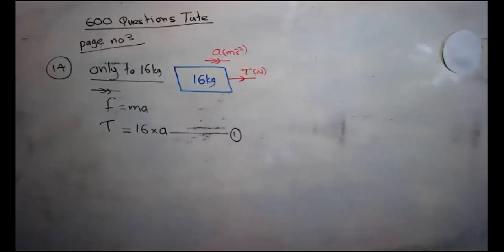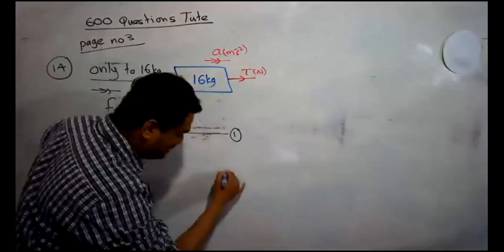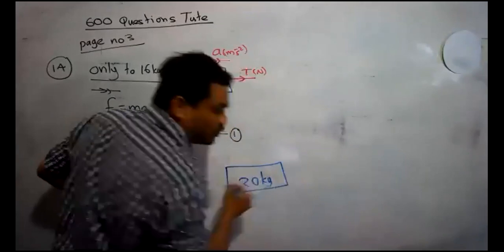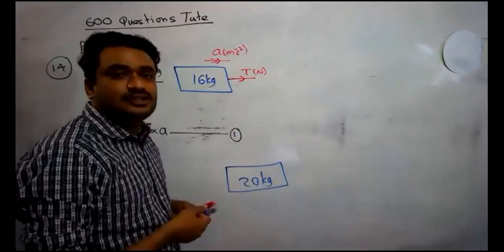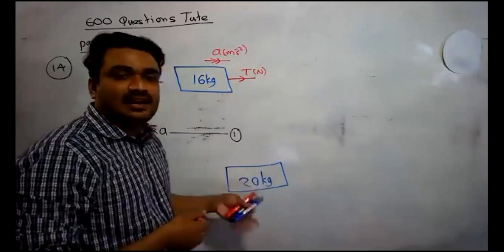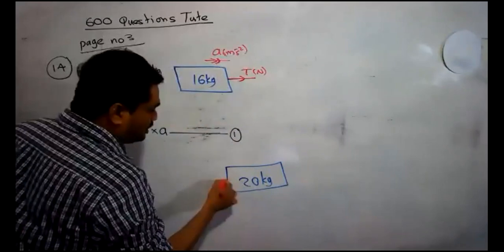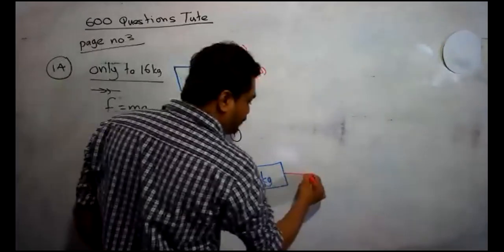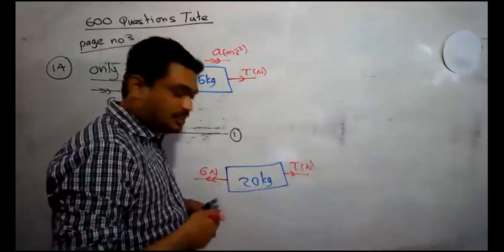Right. Let's do the same thing to the next object. Look at the board. If you consider this 20 kg object, this time I draw only the horizontal forces, because they have given that the surfaces are smooth. So why should I worry about R and mg and friction? I just consider only the horizontal forces. There is a horizontal force of 6 Newton acting to my left hand side. That's the force of capital T Newton given by the spring to my right hand side direction.